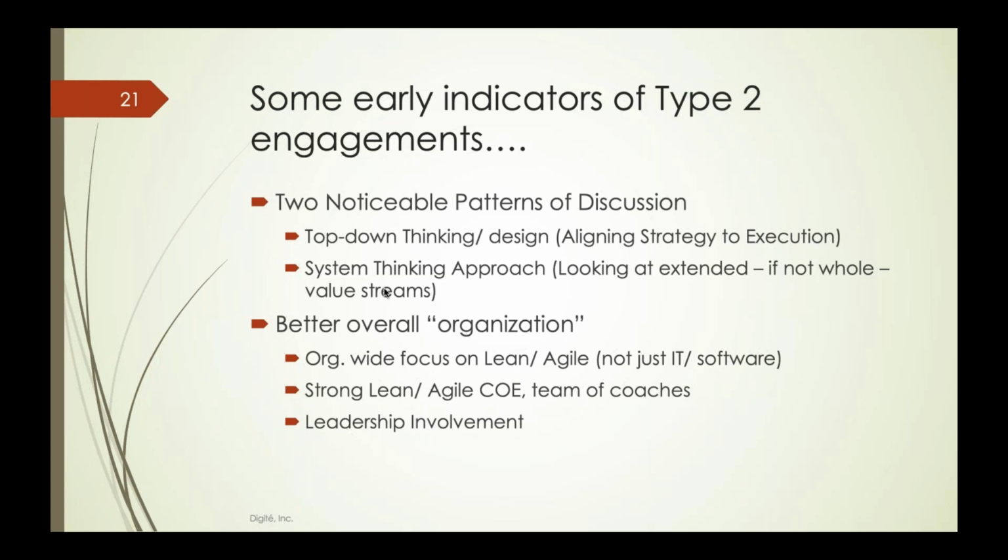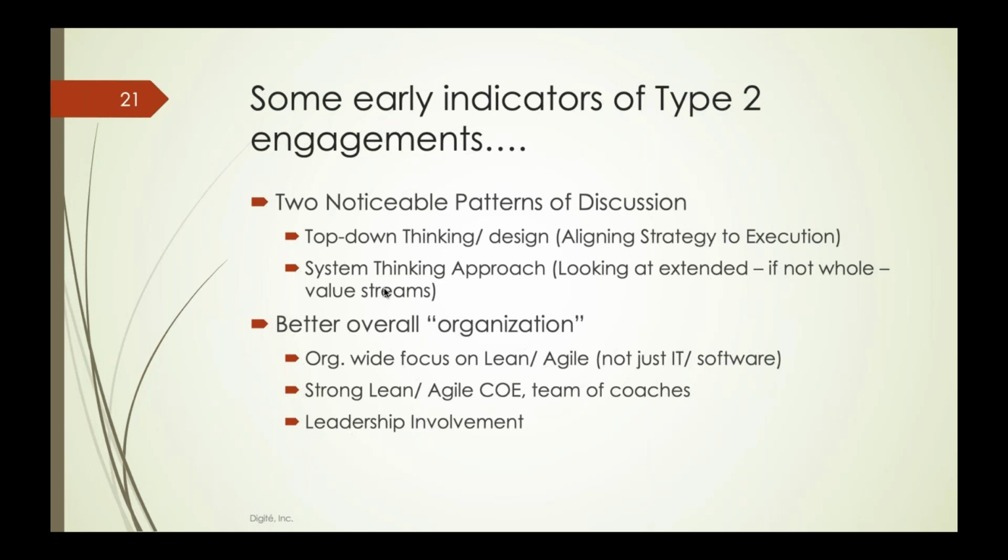There typically was a strong lean or agile center of excellence, which meant that there was a team of people driving the initiative through the organization, and they were the people first coming to agreement on how to do things, and then having that unified approach to implementing it in the organization. And more often than not, there was also some level of leadership involvement, even at early stages when we were there to train people on either Kanban or Shift Kanban.